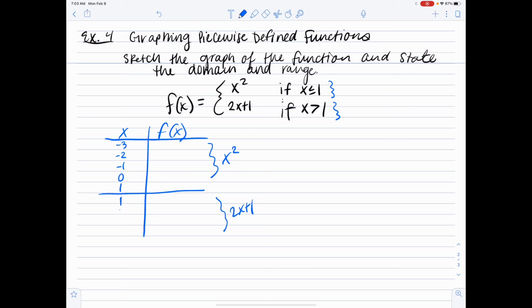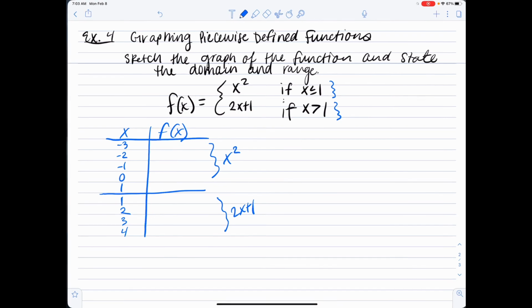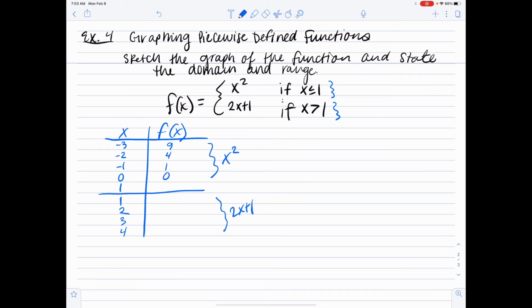So we need to start with 1 here and then just go from there, because x needs to be greater than 1 for the second function. So 1, 2, 3, 4. And then just plug those in. So these values up here we're plugging into x squared, so that becomes 9, 4, 1, 0, 1. And then these values down here we're plugging into 2x plus 1. So that's 3, that's 5, that's 7, and that's 9. Okay, so let's graph that.